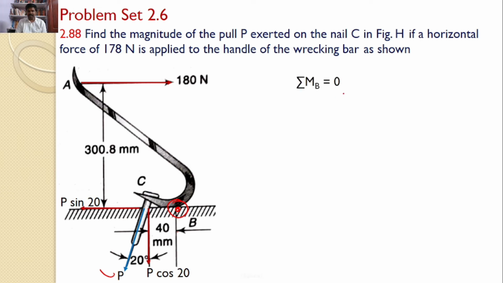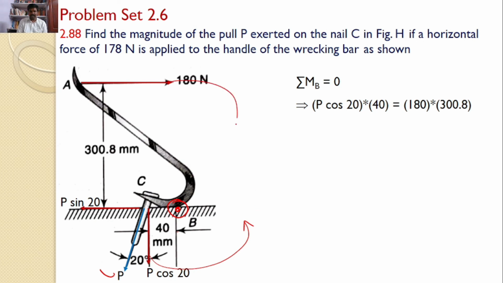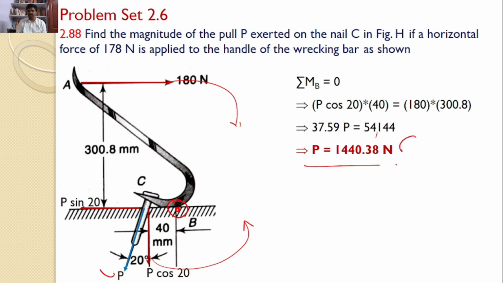Hence, I can take the moment, sigma M_B equal to 0, that is P cos 20 into the perpendicular distance 40 is on one side of the moment, and 180 into the perpendicular distance 300.8 is on the other side of the moment. So upon simplification, you will get 37.59 P is equal to 54,144, or we can say P is equal to 1440.38 newtons, which is the answer for the given problem.